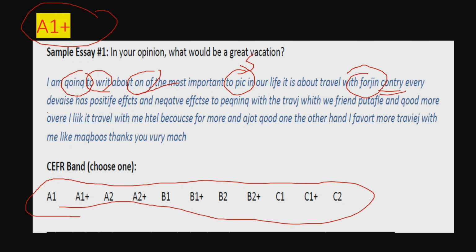"Every device has" I'm not even able to make out what has been written. "Positive effects", again spelling mistakes, and "negative effects". I'm not able to make out what is written, like "travel with me, hotel because of me" and so on. So you can see here that this person is trying to express himself.